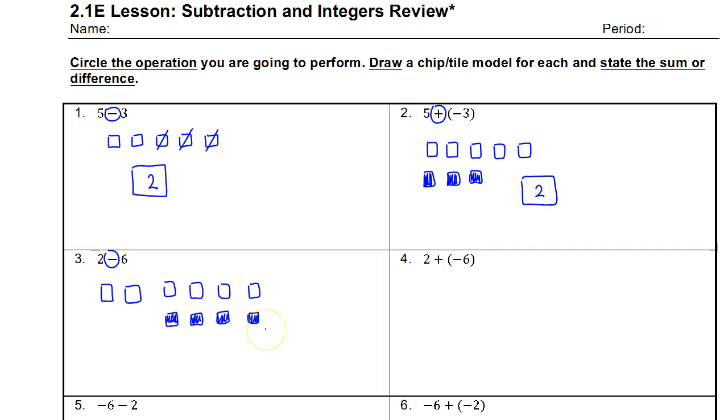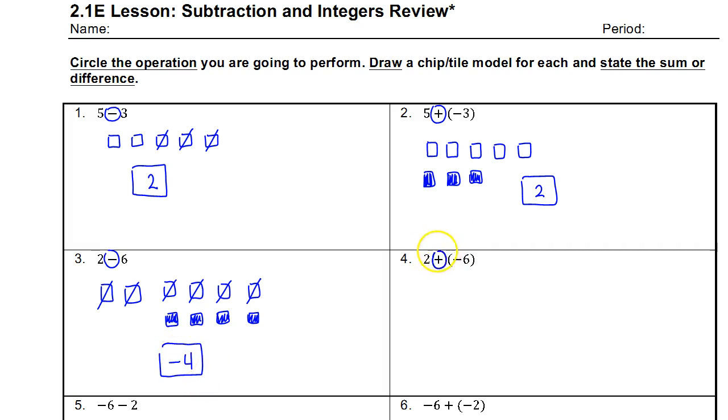And remember what this means. By adding 4 zero pairs, I've essentially added nothing. So my model still represents positive 2. But because I've added those 4 zero pairs, I now have 6 positives that I can remove and finish my model. So now I'm going to take away 1, 2, 3, 4, 5, 6 positives from my model, and what's left are the 4 negatives. And so the difference is negative 4.